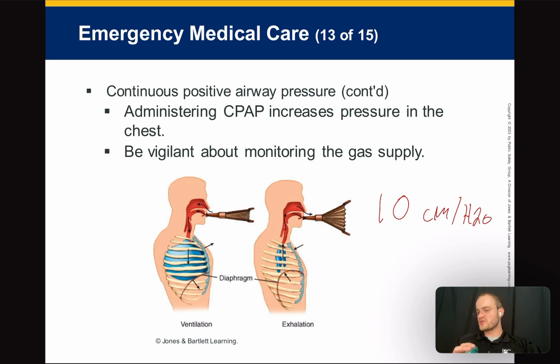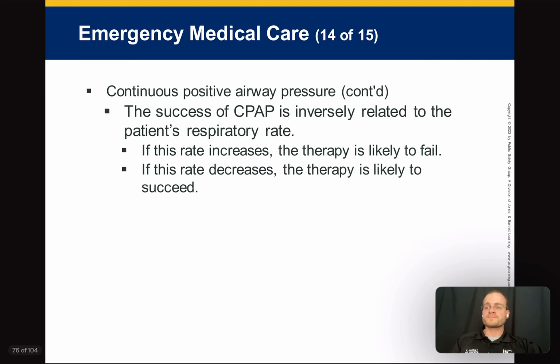Now, it has limitations and there's contraindications to this, but what I want you to realize is CPAP, continuous positive airway pressure, the benefit of it is it opens up the airways and it keeps them open. That's the really important part, okay? And so the success of CPAP is inversely related to the patient's respiratory rate. So if the patient starts breathing really fast, this therapy is probably going to fail. It's not going to work really well. So if they're breathing 40, 50 times a minute, it's not going to work. Okay, so you may have to pull it off. But if they're breathing like, normal 12, 16, 20 times a minute, it works pretty well.